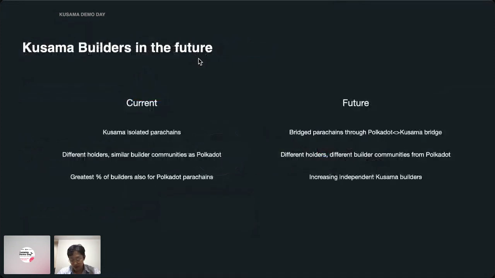So if we look at Kusama builders in the future, right now builders within the Kusama ecosystem are primarily building Kusama isolated parachains. That means that these parachains are primarily secluded within the Kusama ecosystem, but don't necessarily interact that much with the Polkadot ecosystem, etc. But with the quick advent, I think, of bridged parachains through, for example, the Polkadot and Kusama bridge, in the very near future, I think there's going to be a lot of interoperability between Polkadot and Kusama.